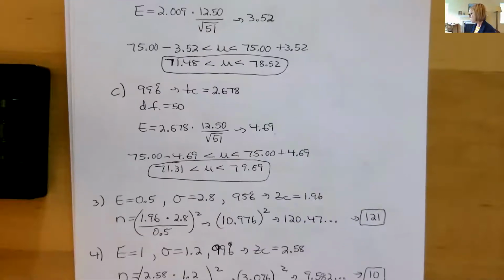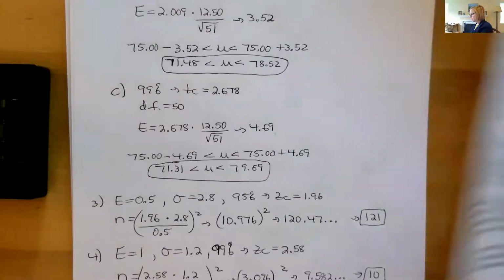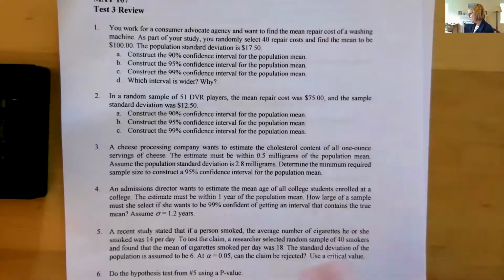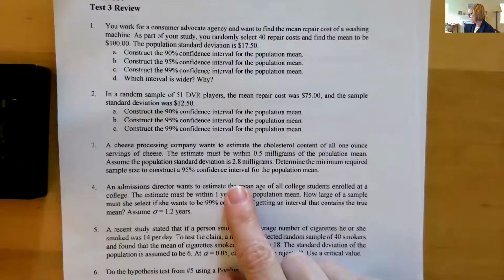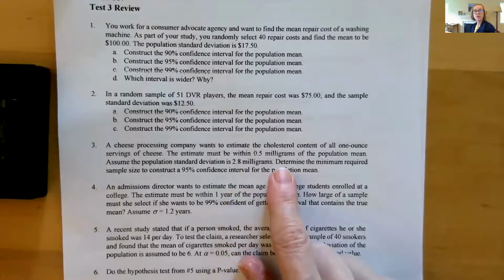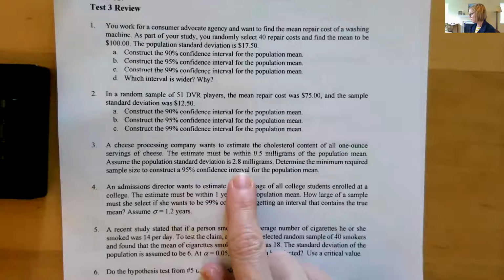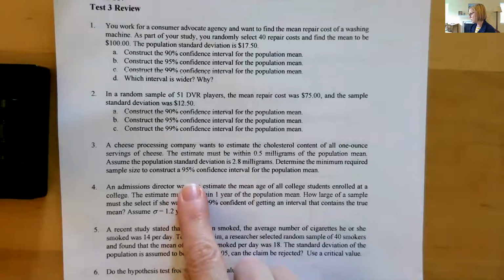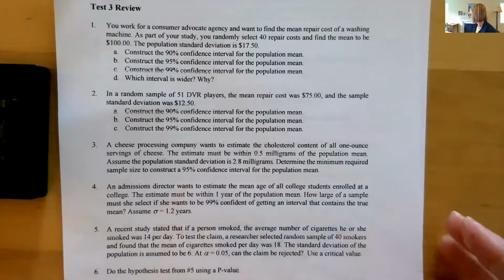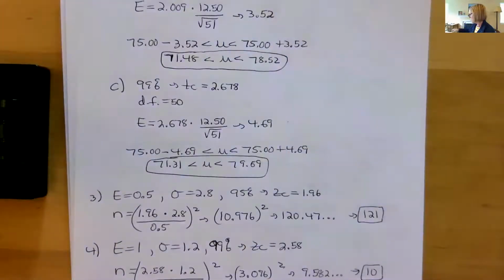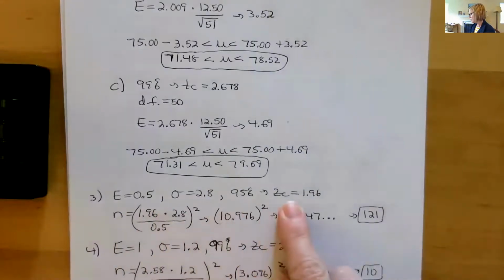So then we go to question 3. Still from chapter 7, it says a cheese processing company wants to estimate the cholesterol content of all 1 ounce servings of cheese. The estimate must be within 0.5 milligrams. So that's our margin of error, how close we want to be to the population mean. The population standard deviation sigma is 2.8. Determine the minimum required sample size to construct a 95% confidence interval for the population mean. So we've got our information here.